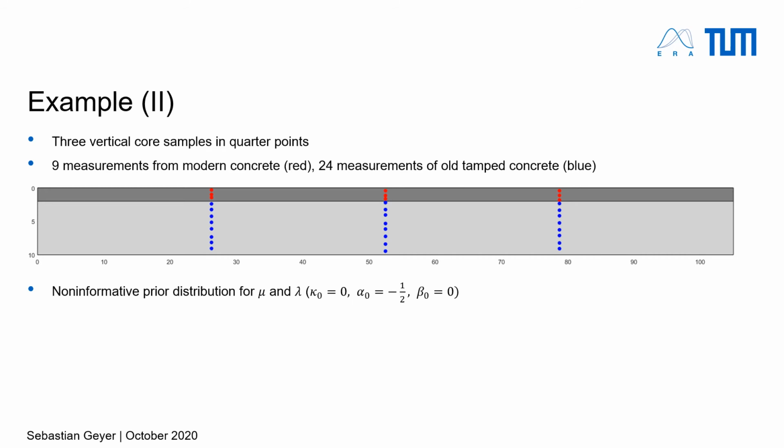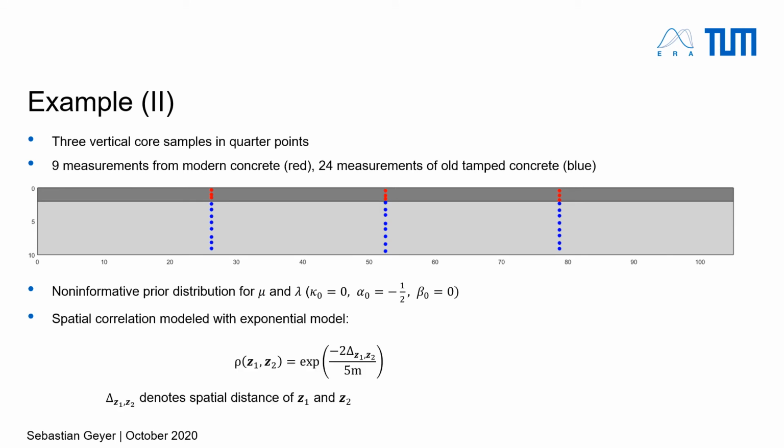We want to use a non-informative prior distribution for mu and lambda by choosing the normal gamma prior distribution parameters. Kappa 0 is 0, alpha 0 is minus 0.5, and beta 0 is 0. The parameter mu 0 does not have to be chosen, since by choosing kappa 0 equal to 0, the Gaussian distribution becomes the uniform distribution on the real axis.